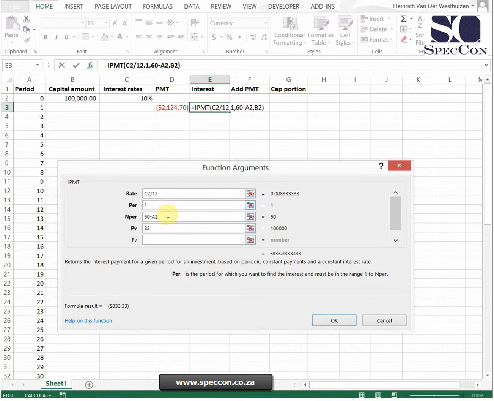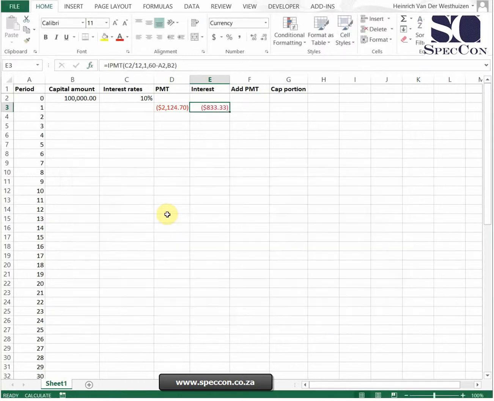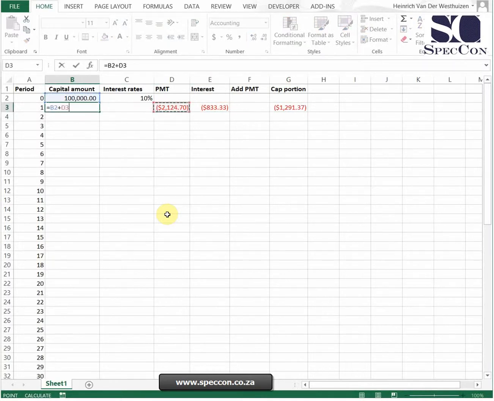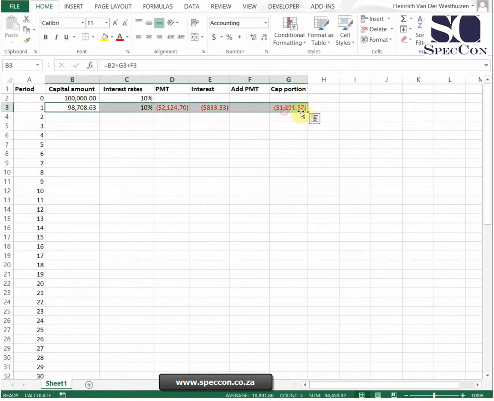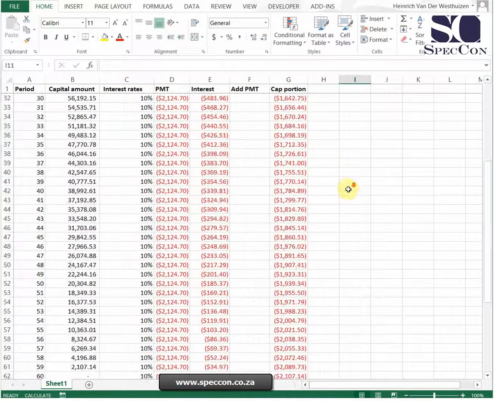Because in my end period, I'm doing exactly that. I'm saying 60 minus A2. So currently we've got 60 periods left. So we are standing on the first period of this 60 period time frame. And our present value is still 100,000. So for period 1 it's easy. Additional payments, I mean, we don't have to put something there now. So our capital portion is that minus that. And then our capital amount is the previous period's balance plus our capital portion, plus our additional payment. Our interest is just equal to the previous period at this stage. So if we copy this down, it should work.